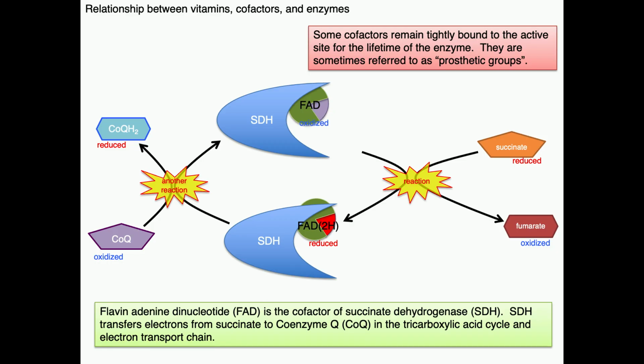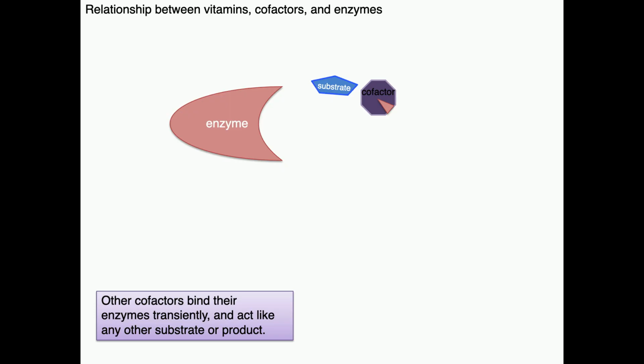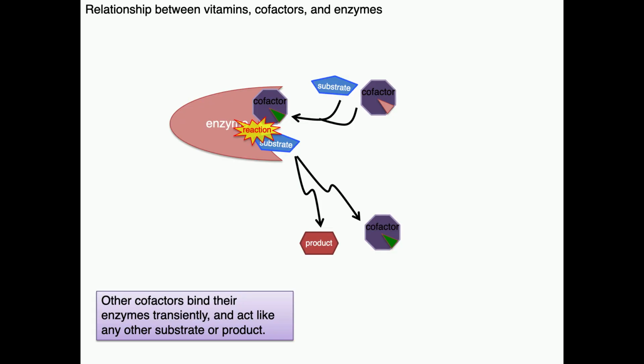Okay, so prosthetic group cofactors such as FAD are distinct because they remain bound to the enzyme. There are other cofactors that bind to the enzyme transiently along with other substrates for the reaction. Okay, so both the cofactor and the substrate bind to the active site, the reaction occurs, the cofactor then can be restored through another reaction. But this occurs not while the cofactor is tightly associated with the enzyme.